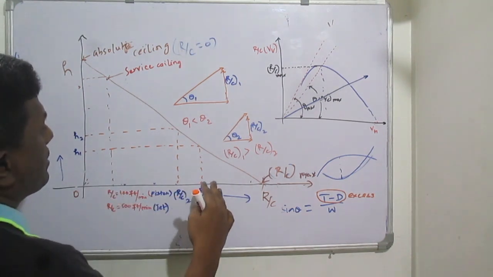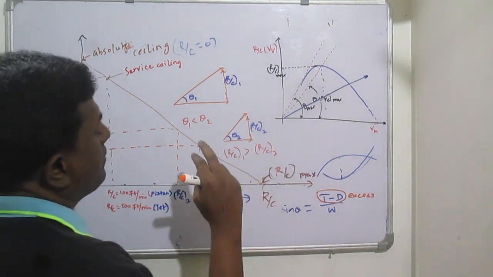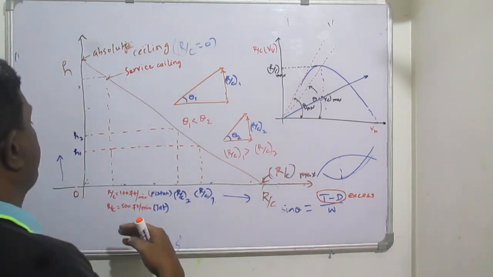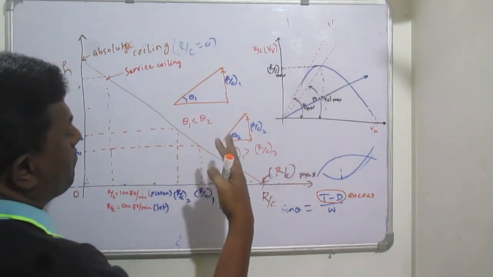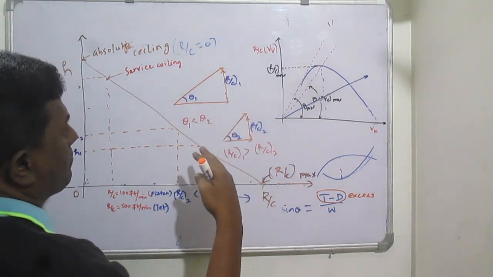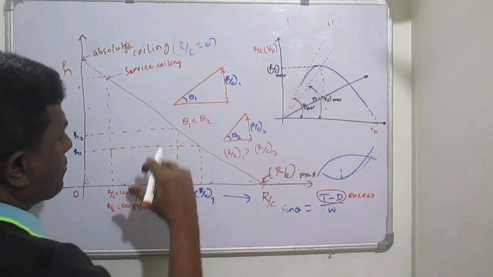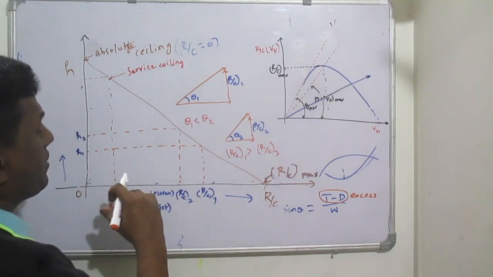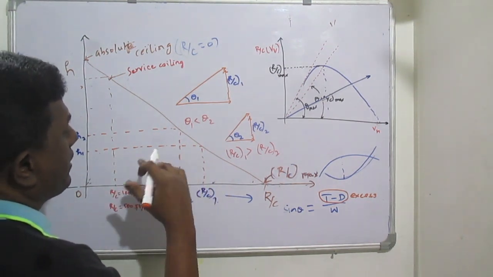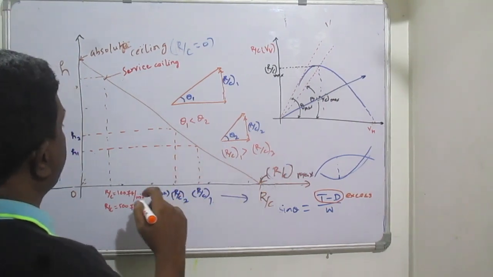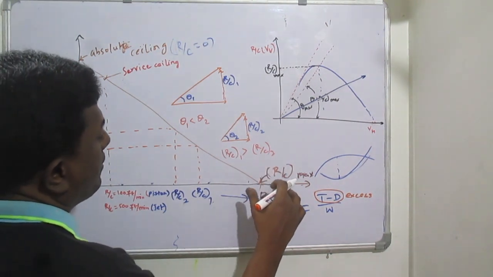Now what we have to understand is, as the height increases, what happens? The thrust produced by the engine decreases. Because of that, the excess power, which is the difference between the power available minus the power required, decreases because of the decrease in thrust. The maximum rate of climb occurs for the maximum excess power.